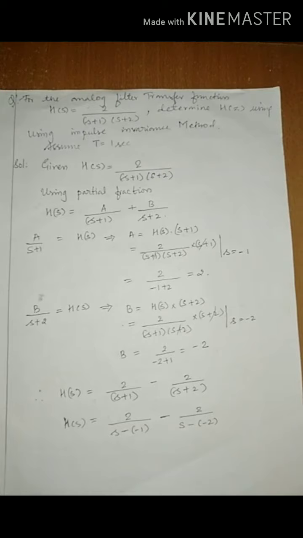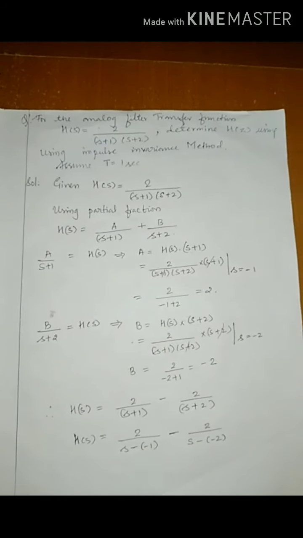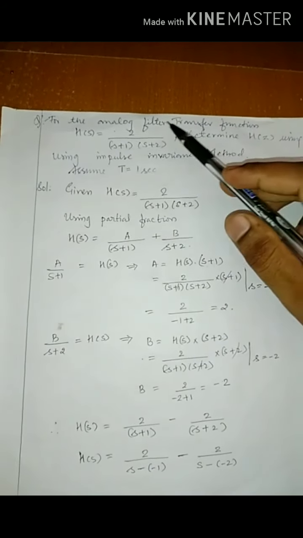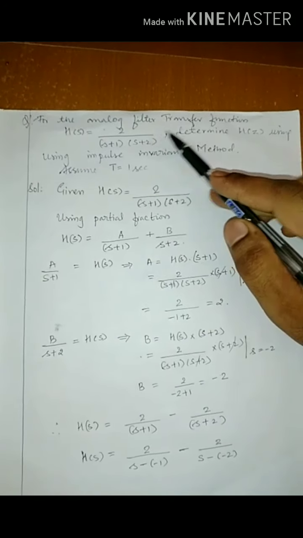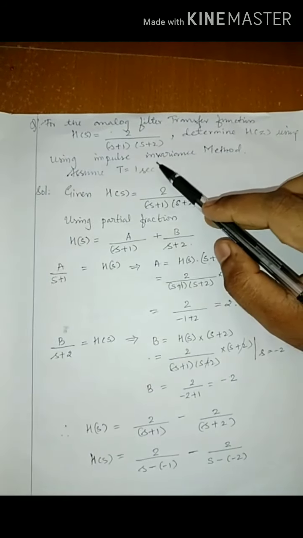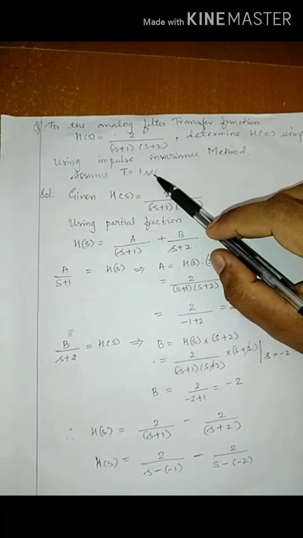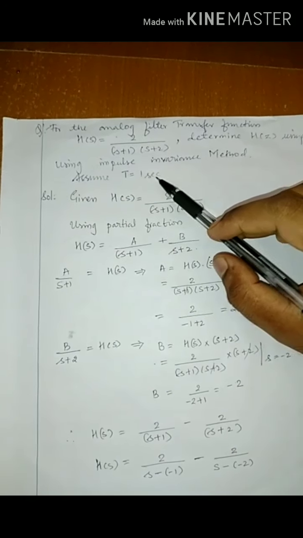Let's look at a problem on impulse invariance. For the analog filter transfer function, H of S is equal to 2 divided by (S plus 1) into (S plus 2). Determine H of Z using the impulse invariance method. Assume the value of T is equal to 1 second.